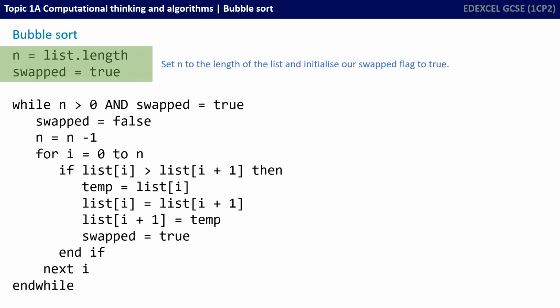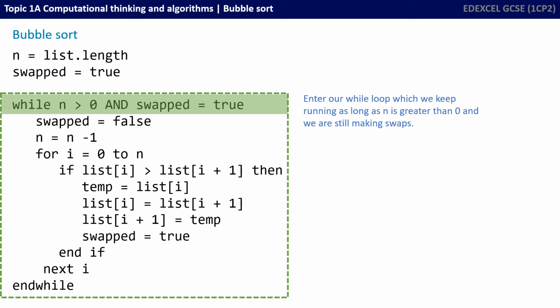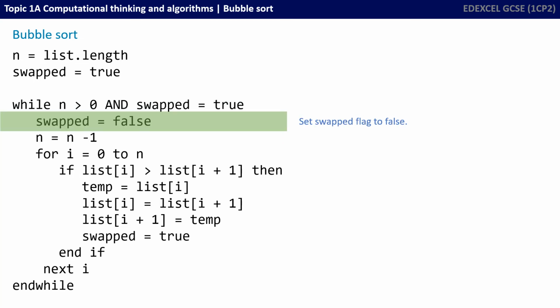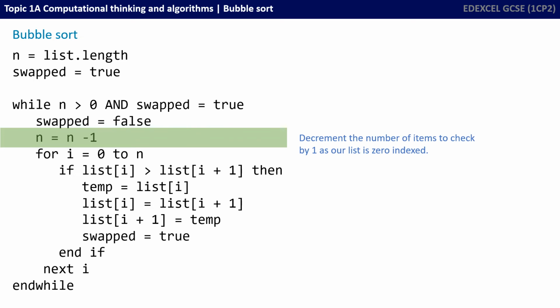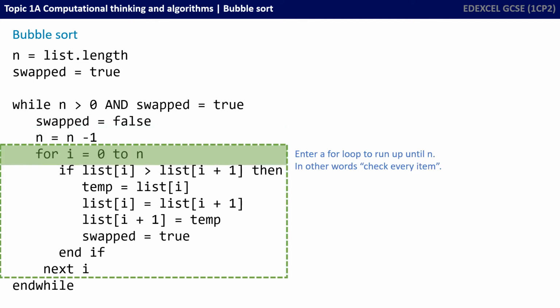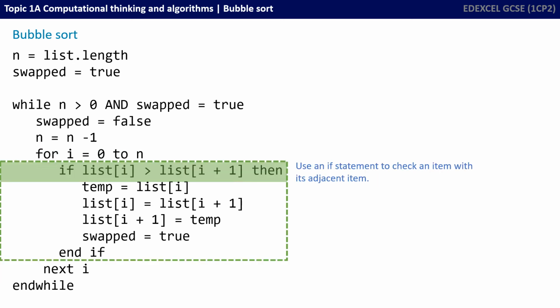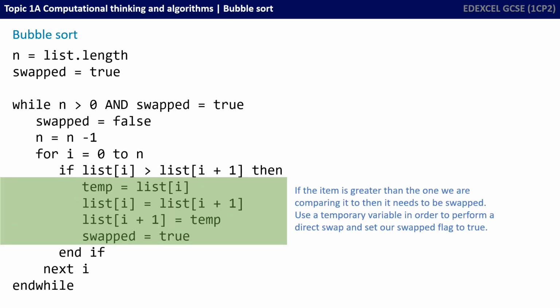So we start by setting n to the length of the list, and we initialize our swap flag to true. We then enter our while loop, which we keep running as long as n is greater than 0 and we're still making swaps. We set our swap flag to false, and we decrement the number of items to check by 1 as our list is 0 indexed. We enter a for loop to run up until n, in other words, check every item. We use an if statement to check an item with its adjacent item. If the item is greater than the one we're comparing it to, then it needs to be swapped. Now we use a temporary variable in order to perform a direct swap and set our swap flag to true.